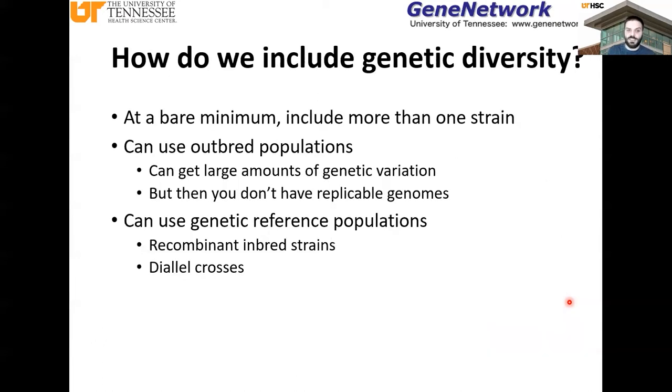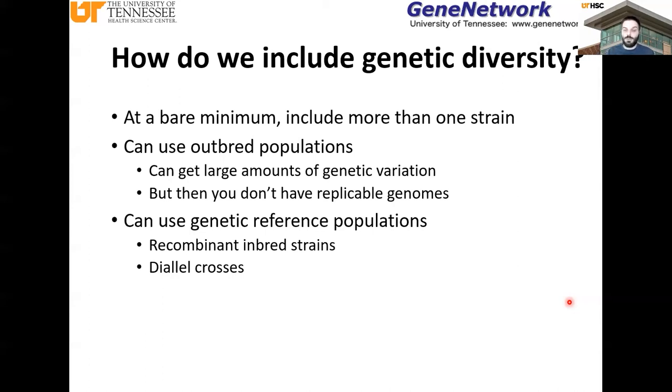So how can we do that? At bare minimum, include more than one strain. We can use outbred populations. So for example, the Diversity Outbred panel in mice. And this gives you a large amount of genetic variation, a large amount of phenotypic variation. The downside of that is you don't have replicable genomes. If you have a single individual that is a large outlier, it lives 2-3 years with really good memory, you can't go back and ask what was happening to that at 6 months? What would happen if I gave it a high-fat diet?